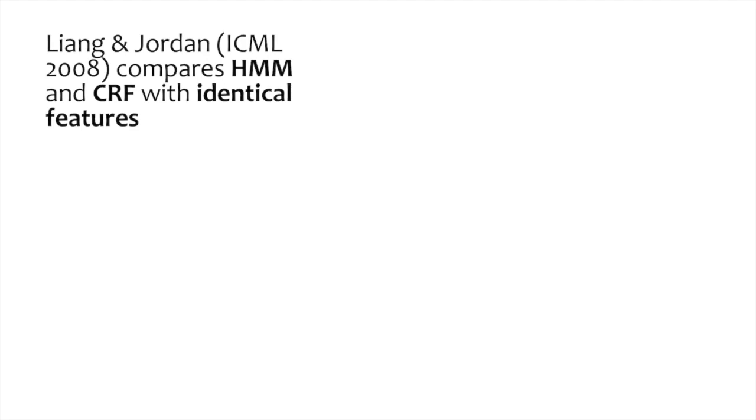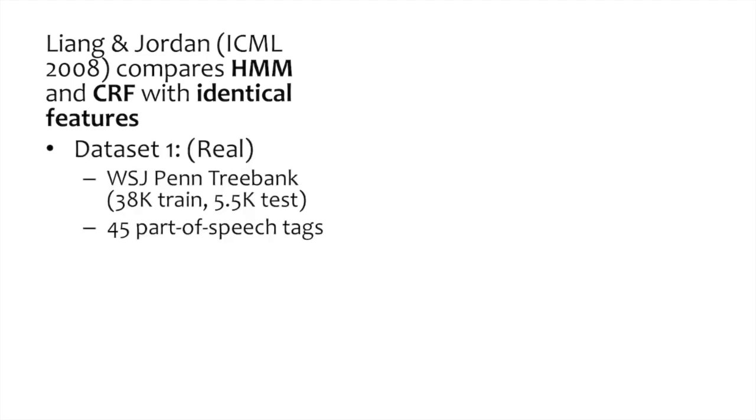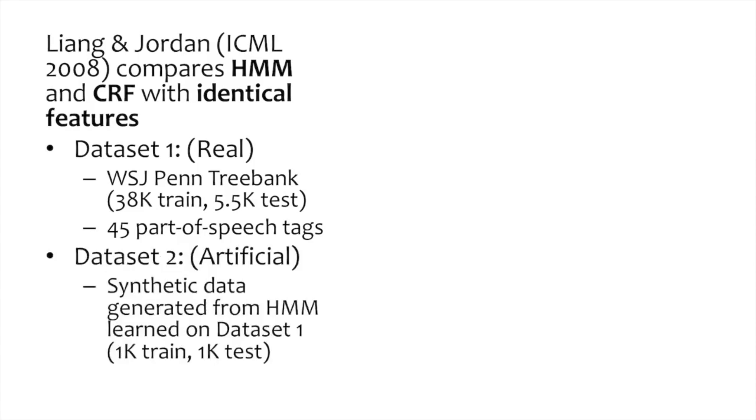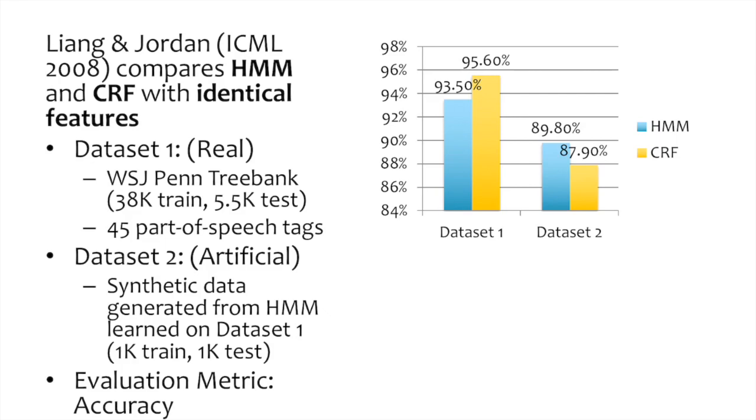To compare the generative model and the discriminative model, I'm going to give you a graph. This is some study done by Liang and Jordan back in 2008. They applied part of speech tagging on two data sets. One was a real data set from the Penn Treebank, and the other was an artificially created data set using an HMM. If you compare the accuracy of these two, for the data set that is synthesized, of course the HMM does better. But the HMM is not necessarily a good idea for a real data set.